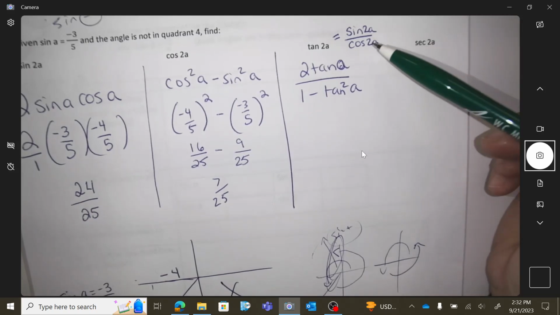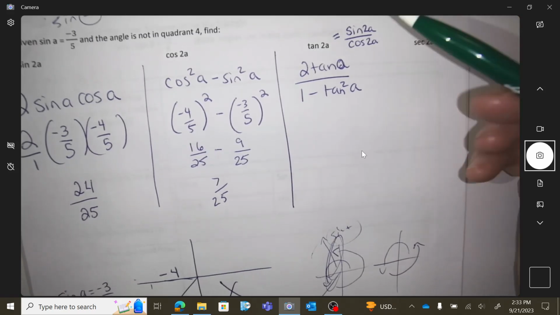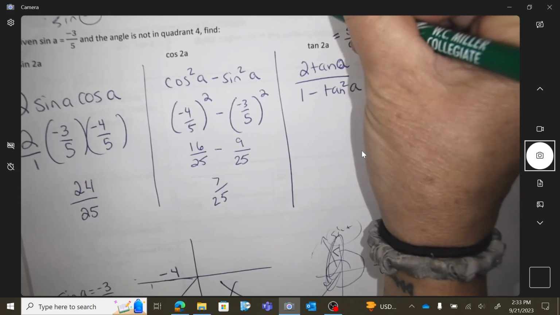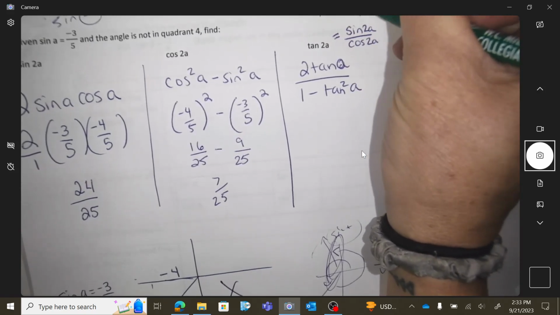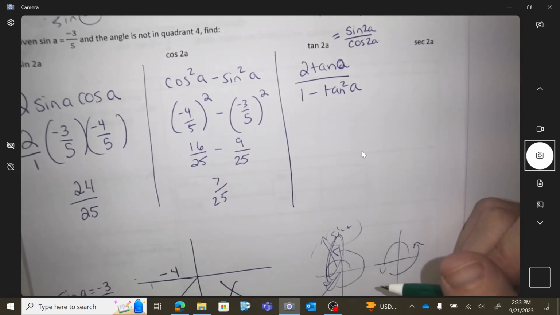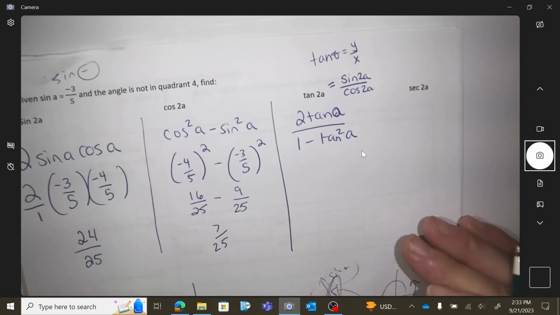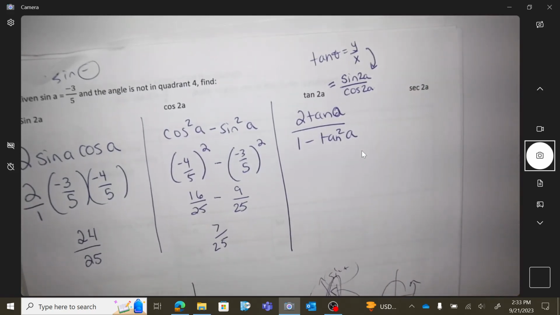The reason that this is a good option is, guess what? We already did all this work. Okay, and you know why I can make this replacement? Because tan of an angle is y over x. Y is attached to sines, and x is attached to cos, right? So that's why you can do that. Okay, do you want to do both? Just to see that we're right?